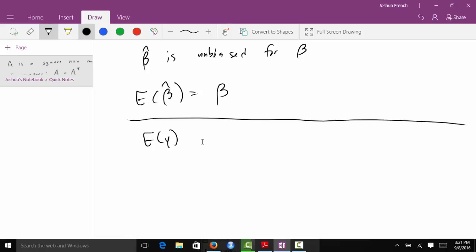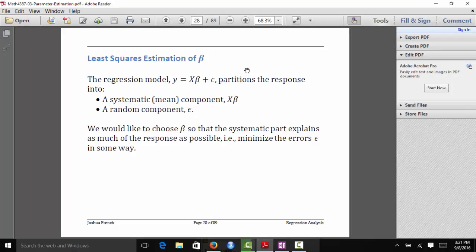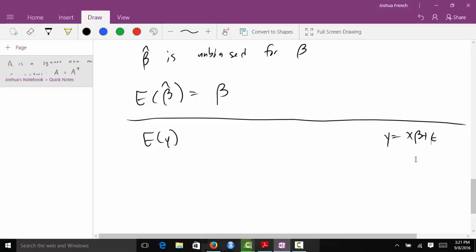So the expected value of y. You may remember, y is equal to x beta plus epsilon. We have that defined earlier in our notes, in the matrix notation. Right here, y is equal to x beta plus epsilon. And so by substitution, we're going to replace y with x beta plus epsilon. So we're trying to find the expected value of x beta plus epsilon.